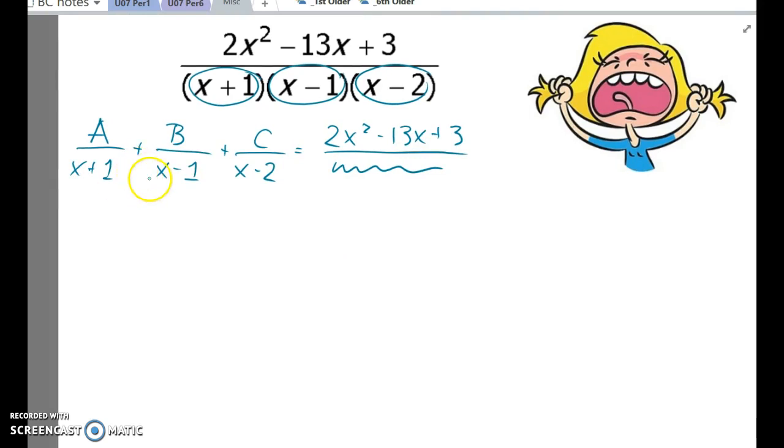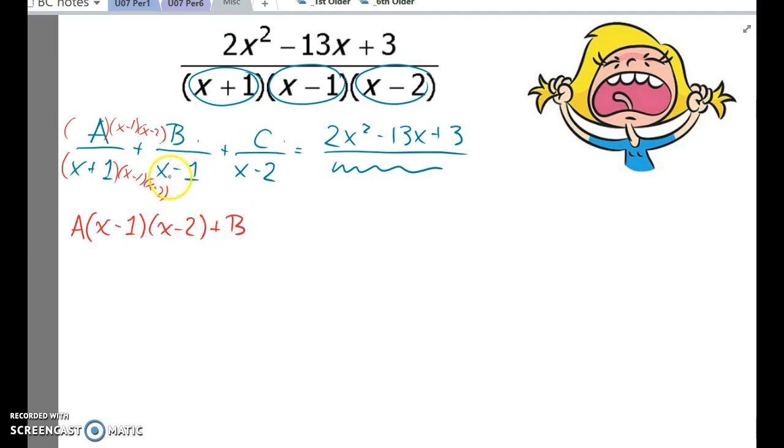So we need a common denominator on the left. The first one already has the x plus 1, so it needs an x minus 1 and an x minus 2. I'll put that in the numerator and in the denominator so that I'm not actually changing anything, just multiplying by 1. And I'll do the same with the other two fractions. I'm just going to do that in my head. So the A needs an x minus 1 and an x minus 2.